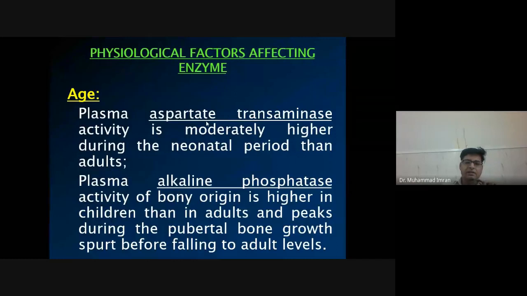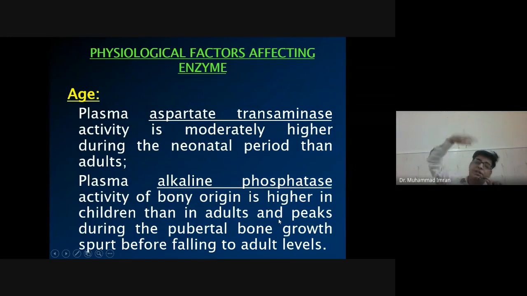Physiological factors affecting the enzymes. Firstly, age. Aspartate transaminase activity is moderately higher during the neonatal period than in adults. Childhood state: plasma alkaline phosphatase activity of bony origin is higher in children than in adults, and it reaches the peak during the pubertal age, 8 to 12, 13 years of age.